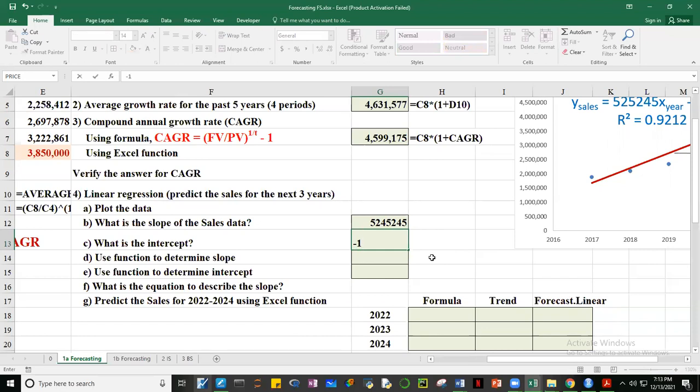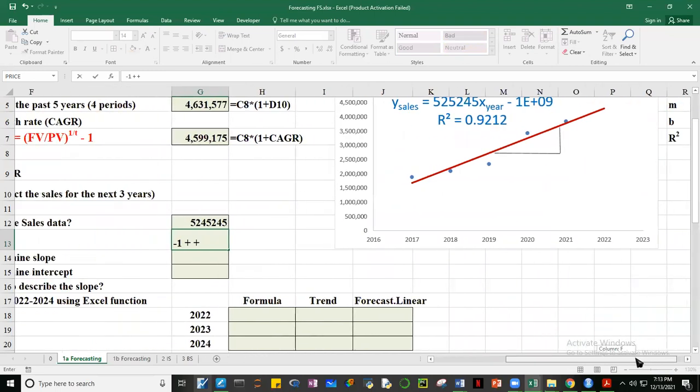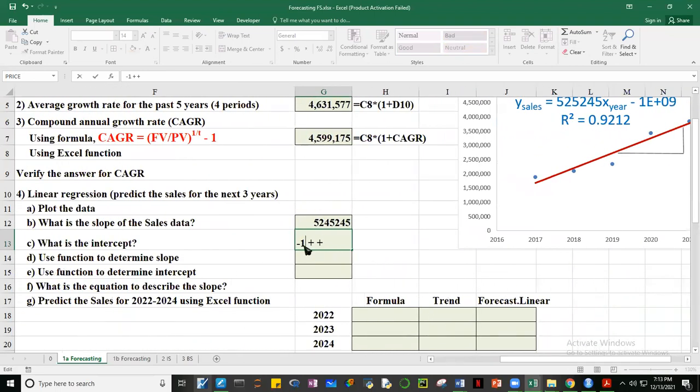Sulat ko lang dito, negative 1e plus 0.9. Hindi lang muna natin alam kung ano. Wait, ba't ko nilagyan ng equal? Huwag niyo lagyan ng equal, guys. Mali. Negative 1e plus 0.9. Mamaya explain natin kung ano yung number na yan. Okay, so that's our intercept.